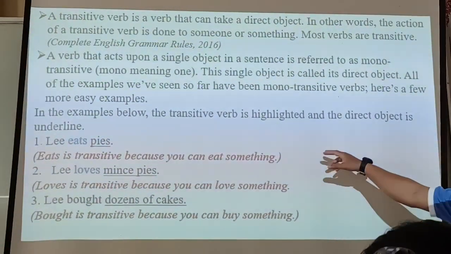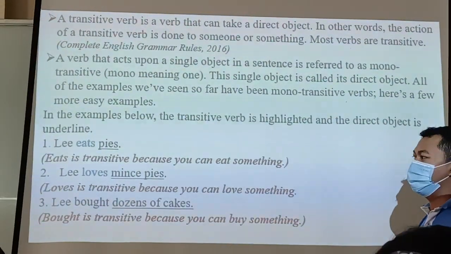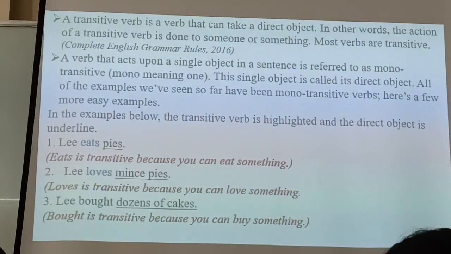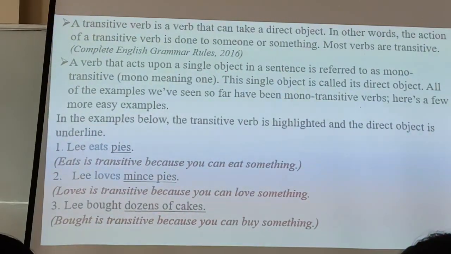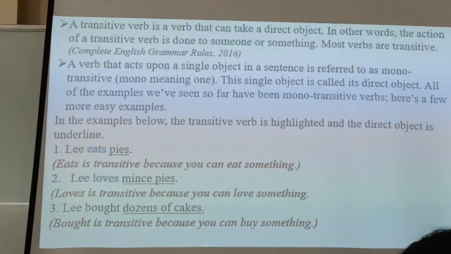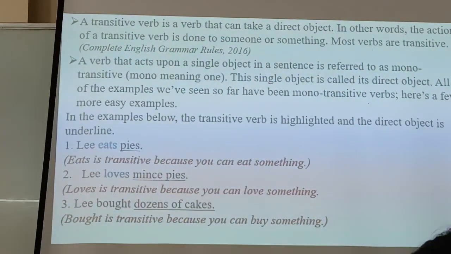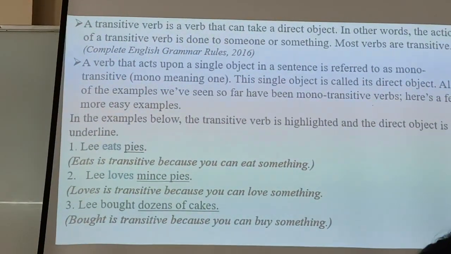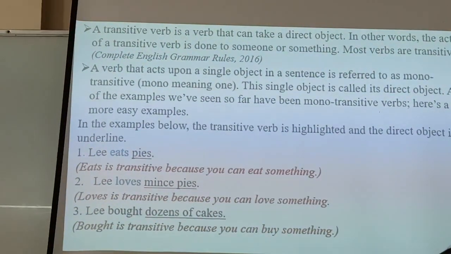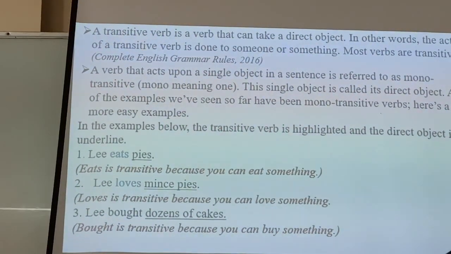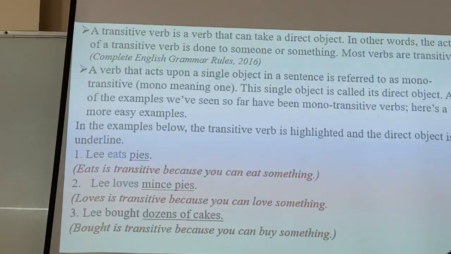You will see the example below that has only one object, which is a direct object. In this line, the verb highlighted in blue is the transitive verb, and the word underlined is the direct object. In green, it's pies. So it is a transitive verb because you eat something. Lee loves pies, so loves is a transitive verb. Lee bought a dozen cakes. So a dozen cakes is the direct object, and bought is the transitive verb.